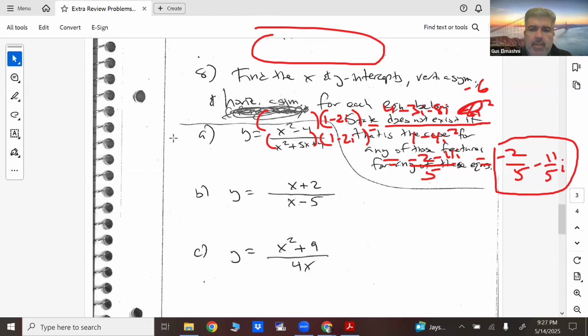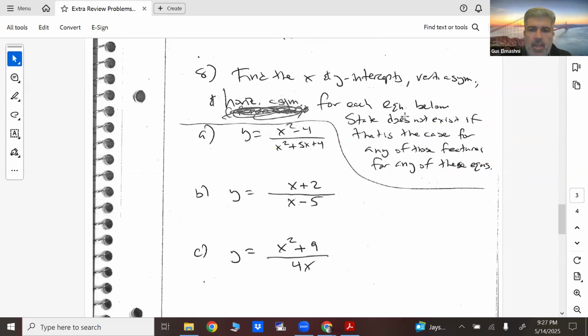Yeah, this is newer stuff. You're asked to find the x-intercepts, y-intercept, vertical asymptotes, and horizontal asymptotes for each equation below, and state does not exist if that's the case. We talked about this. You focus on the leading terms, meaning the highest exponents. So for a, it's going to be x squared over x squared, just 1. For b, x over x, which is 1. And for c, x squared over 4x, which is, of course, x over 4. That's how you figure out the horizontal asymptotes.